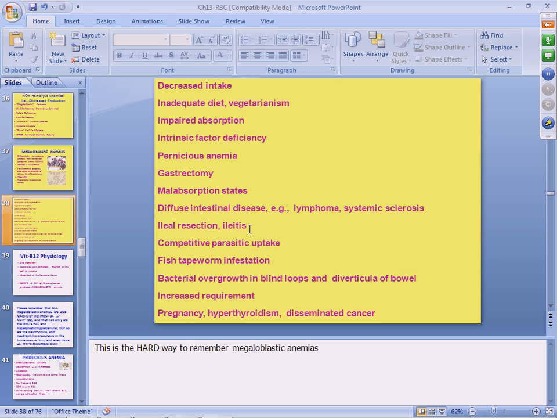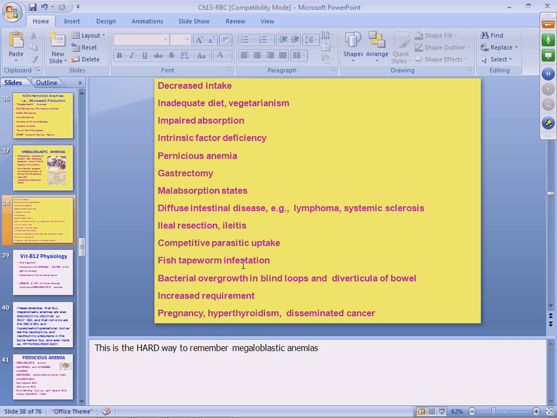Let's say that you had a fish tapeworm infection. Do you remember that guy that we called Diphyllobothrium latum, the fish tapeworm? Let's say that you got one of those guys, and for some reason, he needs those vitamins a hell of a lot more than you do, so he winds up taking them out of your GI tract before they're even absorbed, and therefore you have an absence of them that way.